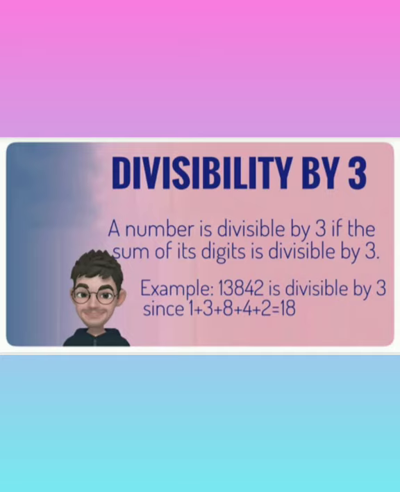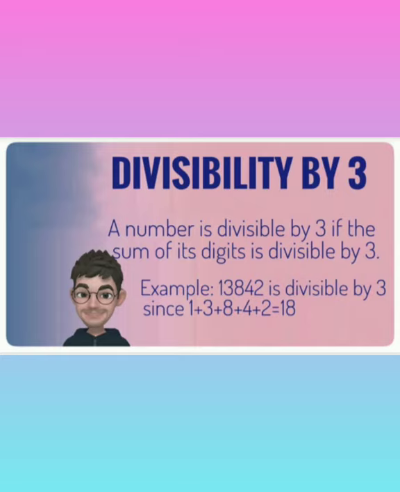The next rule is divisibility by 3. A number is divisible by 3 if the sum of its digits is divisible by 3. If the sum of its digits is divisible by 3, that number will be divisible by 3. Clear? I give one example: 13,842 is the number. You want to check whether this number is divisible by 3 or not.